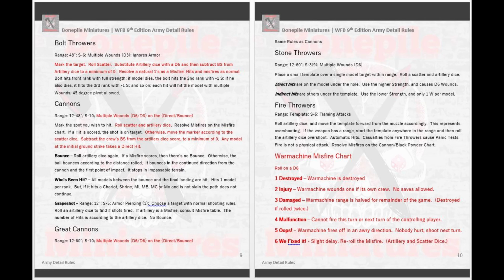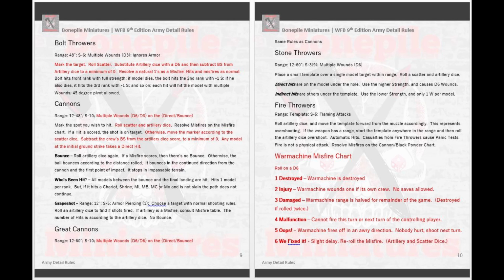Also resolve natural ones as a misfire. Hits and misfires are as normal. Now let me explain. Yes, we are rolling scatter and artillery dice for the bolt thrower. But we figure that the bolt thrower is probably the most accurate of all the war machines.